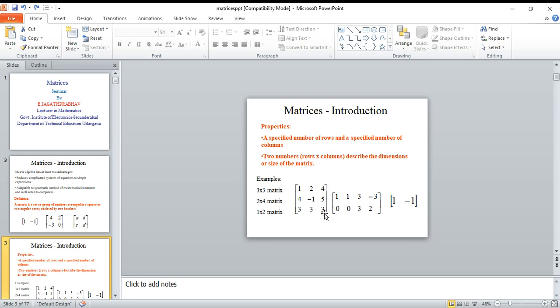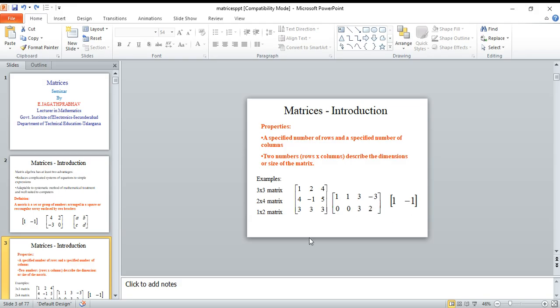See the next example, a 2 by 4 matrix. In this matrix it has two rows. The first row is 1, 1, 3, minus 3 and the second row is 0, 0, 3, 2. And the four columns: the first column is 1, 0, the second column is also 1, 0, the third column is 3, 3, and the fourth column is minus 3, minus 2.